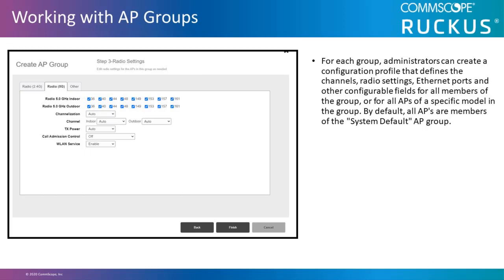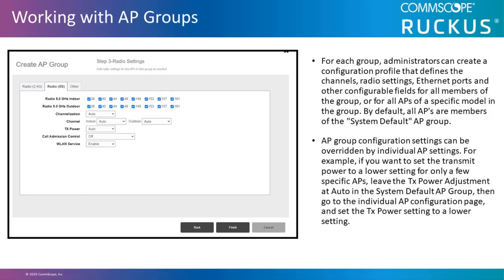For each group, administrators can create a configuration profile that defines the channels, radio settings, Ethernet ports, and other configurable fields for all members of the group or for all APs of a specified model in the group. By default, all APs are members of the system default AP group. AP group configuration settings can be overridden by individual AP settings.